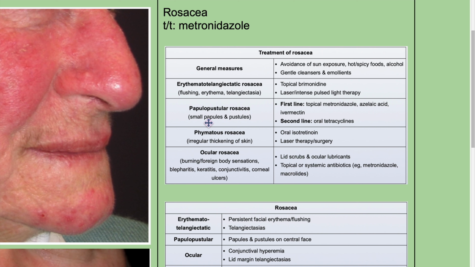For papulopustular rosacea, small papules and pustules, first line is again topical metronidazole, azelaic acid, and ivermectin. Second line is oral tetracyclines. Phymatous rosacea, irregular thickening of skin, oral isotretinoin is what you give, and laser therapy or surgery. For ocular rosacea, burning, foreign body sensation, blepharitis, keratitis, conjunctivitis, corneal ulcers, you give lid scrubs and ocular lubricants, and topical and systemic antibiotics like metronidazole and macrolides.